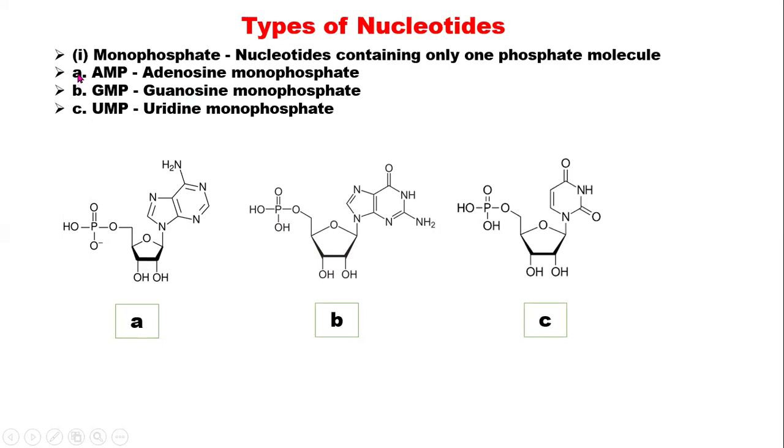You can have three examples here, A, B, C. You have AMP, which is adenosine monophosphate. Look at the structure here. Guanosine monophosphate, B, and you have what? Uridine monophosphate. These are the nucleotides that contain only one phosphate molecule, from adenine, guanine, and uracil.